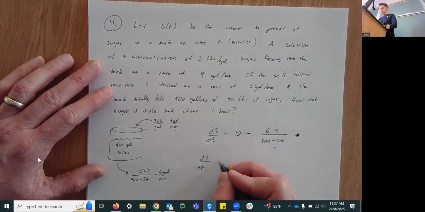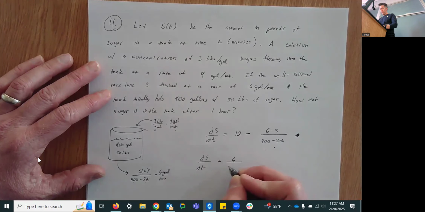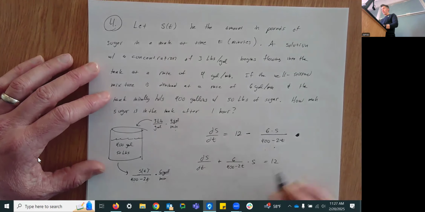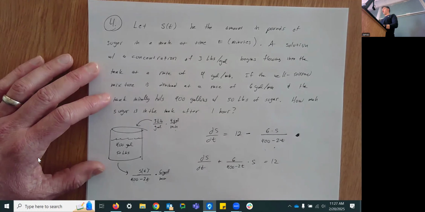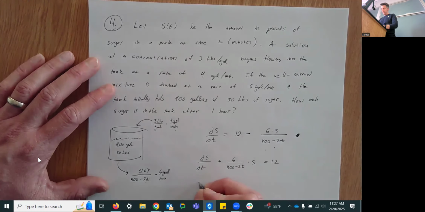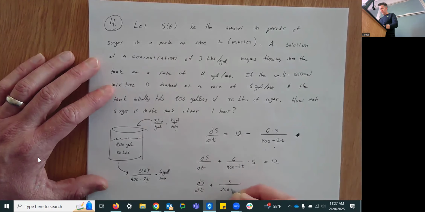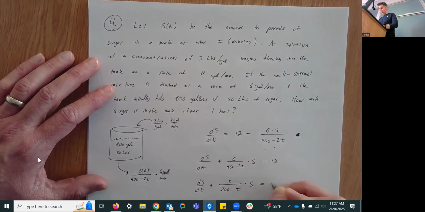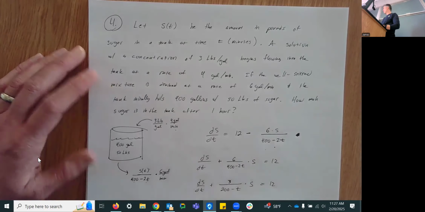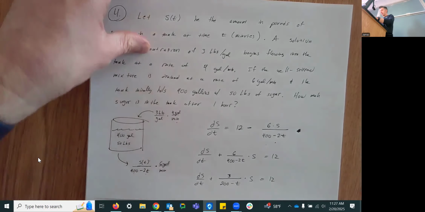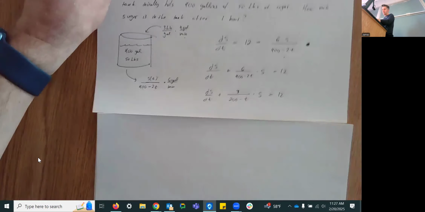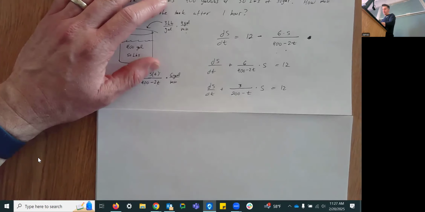So I'm going to write this as plus 6 over 400 minus 2t times s equal to 12. Then we can reduce this to 3 over 200 minus t. We can divide the top and bottom by 2 and rewrite this as ds dt plus 3 divided by 200 minus t times s is equal to 12. It's usually worthwhile to do easy simplifications like that. They make your integration easier. All right, I want everyone to find the integrating factor.